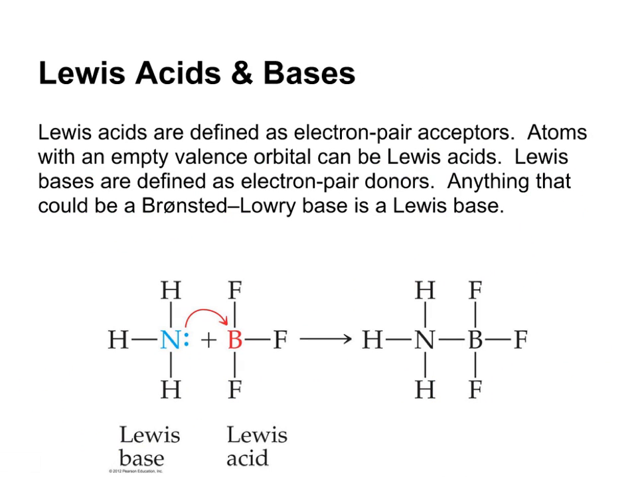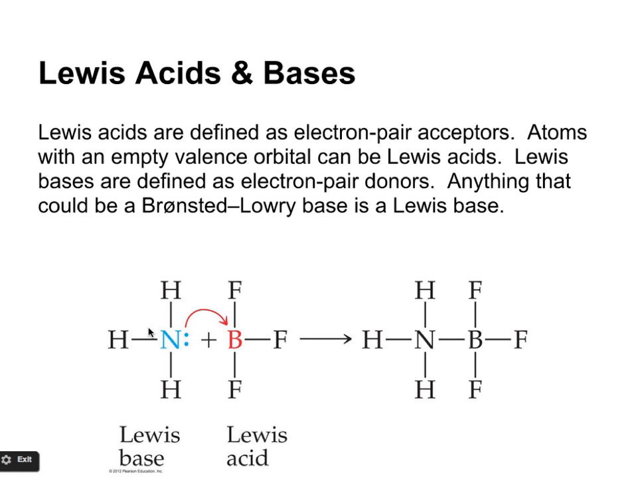Next definition we're going to talk about is Lewis acids and bases. Lewis acids are defined as electron pair acceptors. Atoms with an empty valence orbital can be Lewis acids. Lewis bases are defined as electron pair donors. So anything that could be a Bronsted-Lowry base is also a Lewis base.